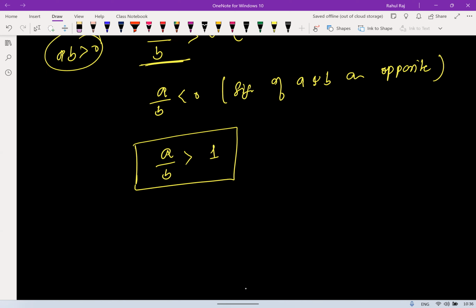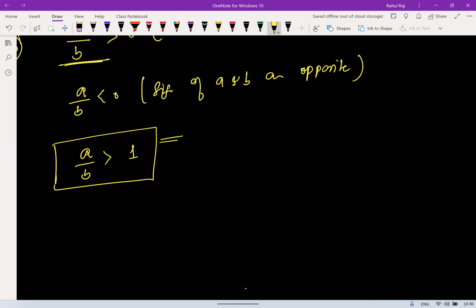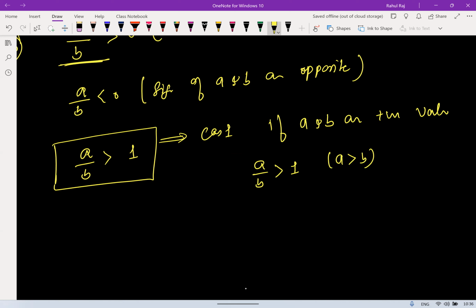Yeah, but then you finally have to be very clear. If A and B are positive, then yes, but A cannot be greater than B if A and B are negative, Alexa. So there are again two cases here. Case one, if A and B are positive values, then for A over B to be greater than 1, A should be greater than B. Simple, straightforward logic.